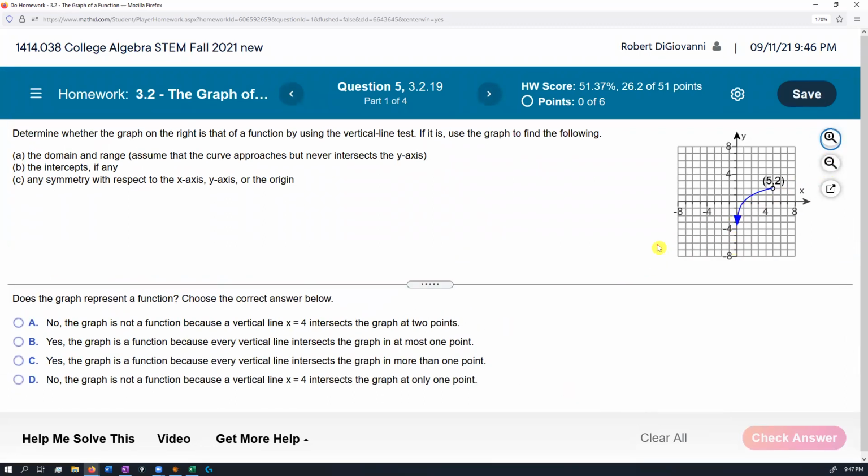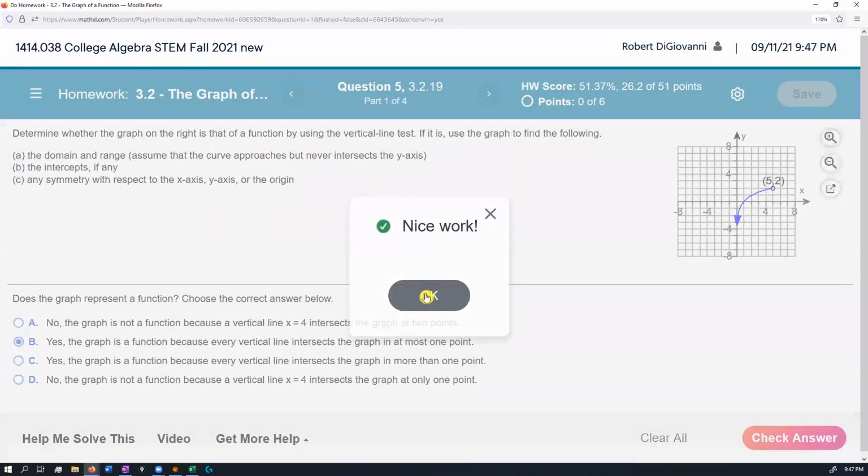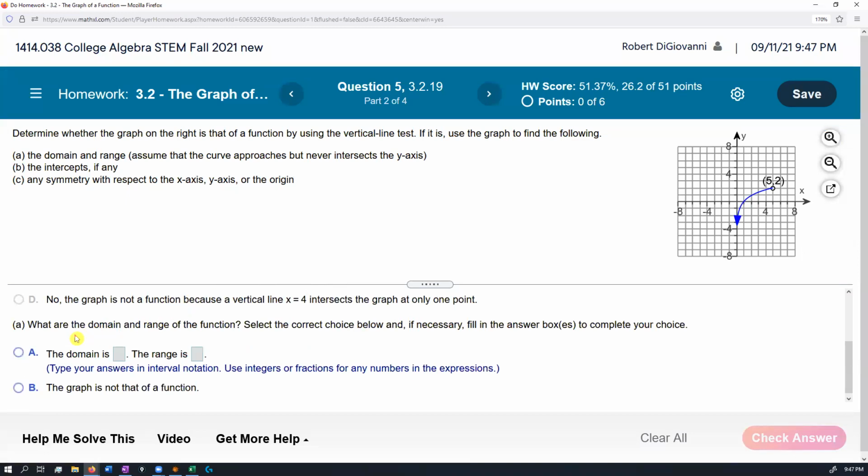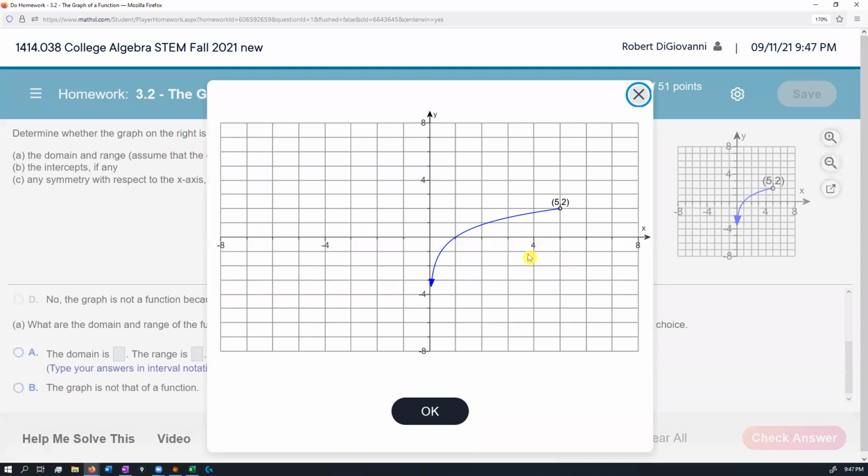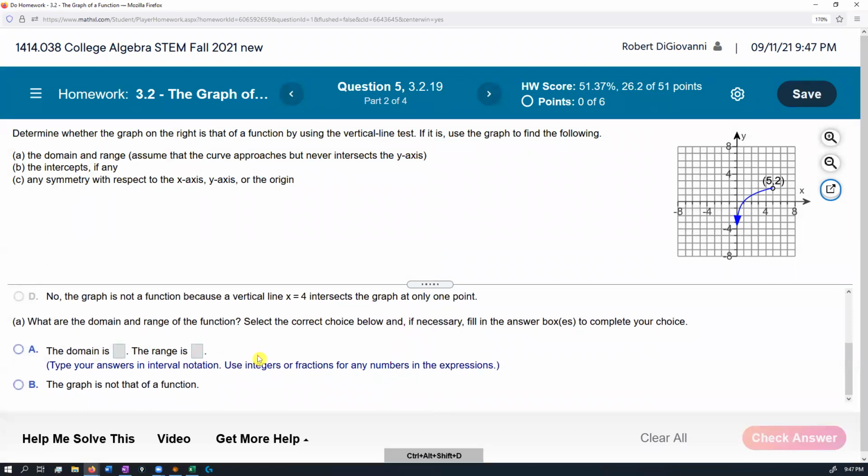Okay, let me make this a little bigger. So yes, this is a function. Why is it a function? Because every vertical line intersects the graph at most one point. Okay, domain and range. It's hard to see this, but they're implying that this goes down and gets closer and has a vertical asymptote here. That's what appears to be going on. It's hard to say. They could imply that it just keeps going down like that. I'm not sure yet.